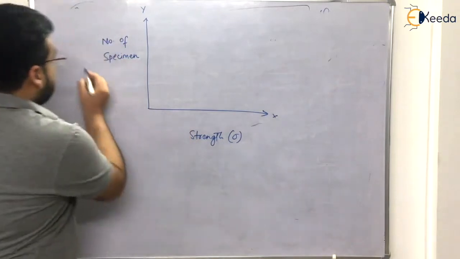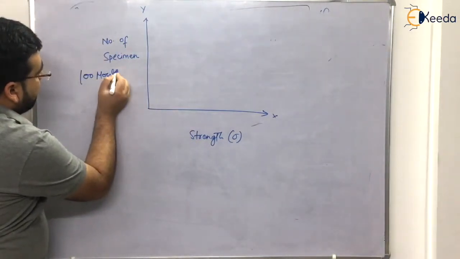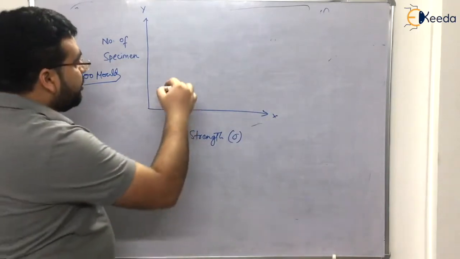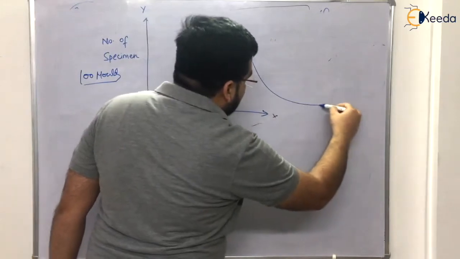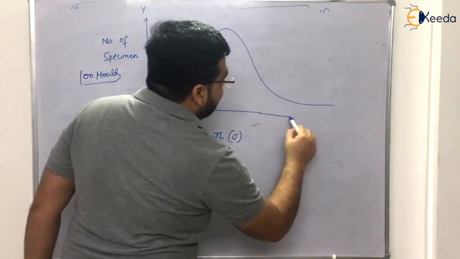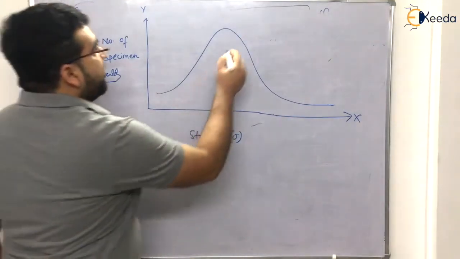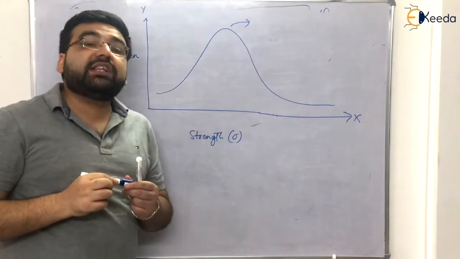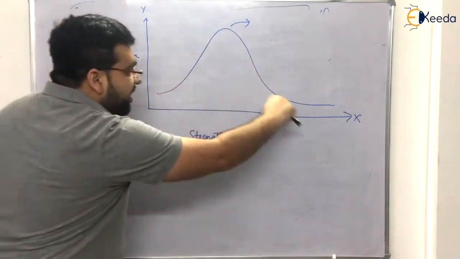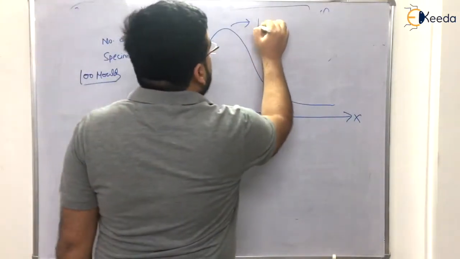Now, if you test 100 molds and you draw a graph, you will get a normal distribution curve like this. Normal distribution curve, let me write it here. Normal distribution curve is also known as bell-shaped curve. You know it is like a bell in a temple, right? It is like a bell-shaped structure, right? So it is normal distribution curve.